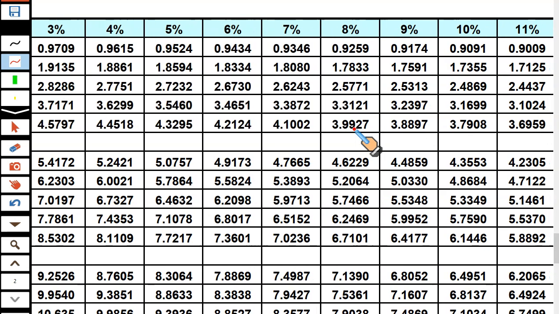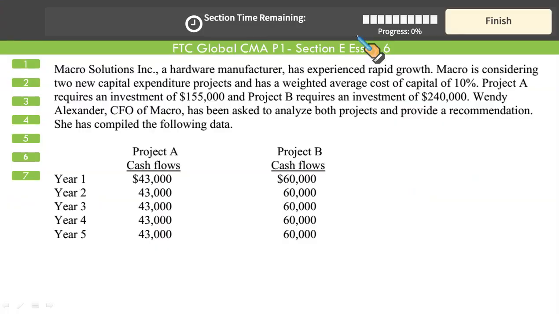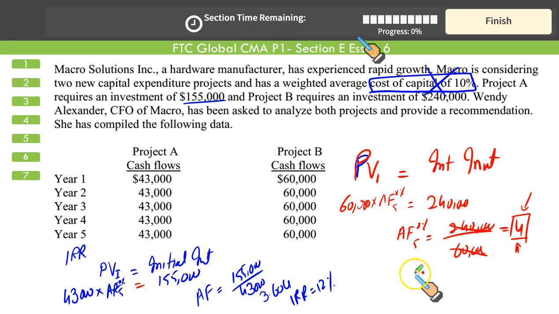4.0 and 3.99. Now, which of these is closest to 4? If we look at this closely, 8% is much closer to 4 than 7% is. 3.9927 is much closer to 4. So I would go for 8%. It's quite apparent. So 8% is the IRR for the second project. Simple.